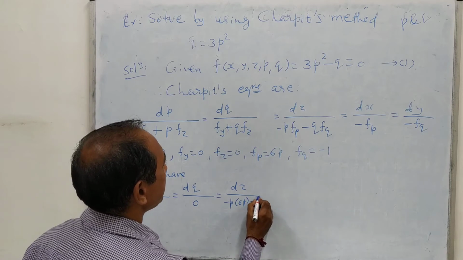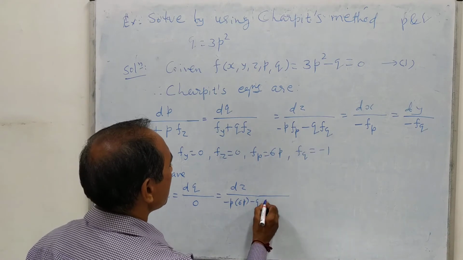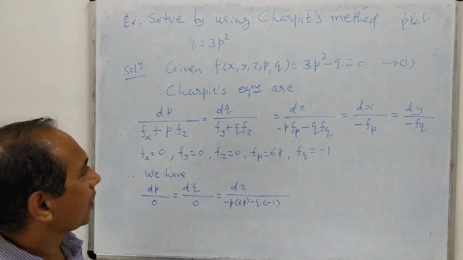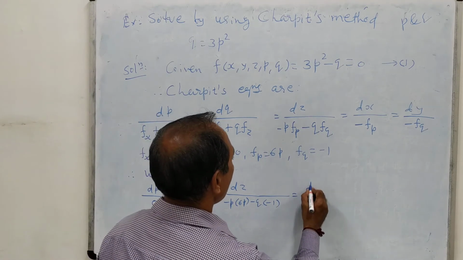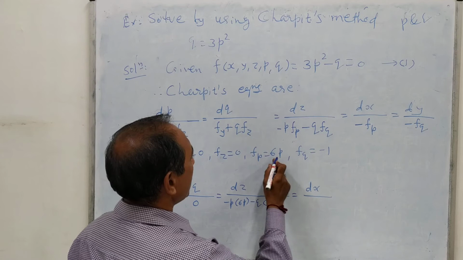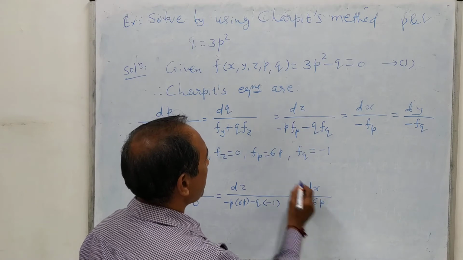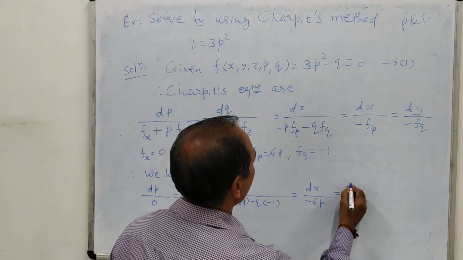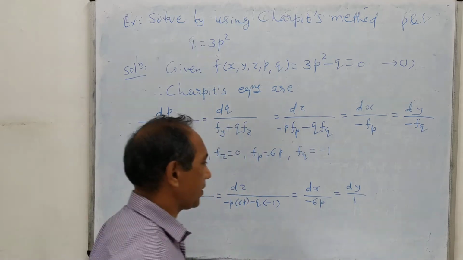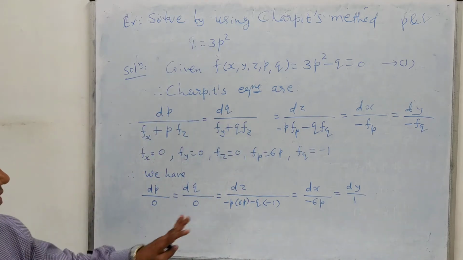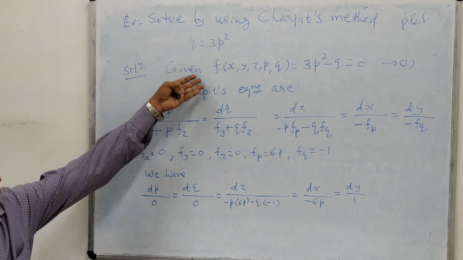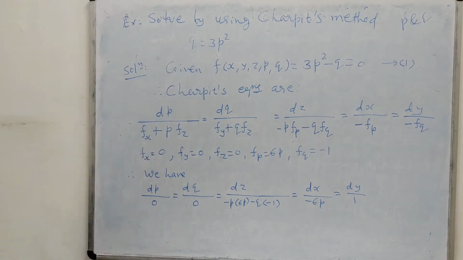Minus q. F of q is minus 1. Okay? Equal to dx upon minus fp, that is minus 6p. F of p is 6p. dy upon minus f of q, that means it is 1. So now these are the auxiliary equations based on the given equation.